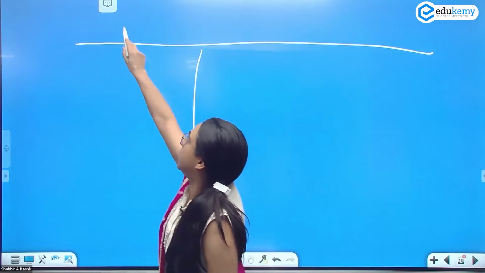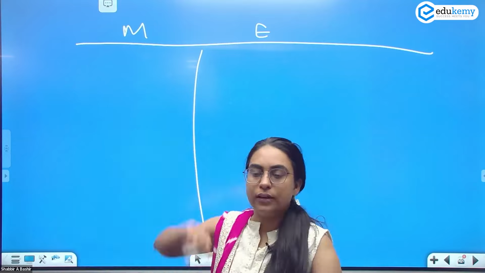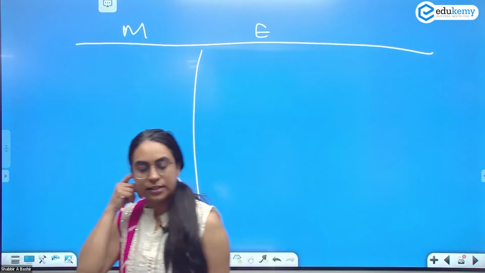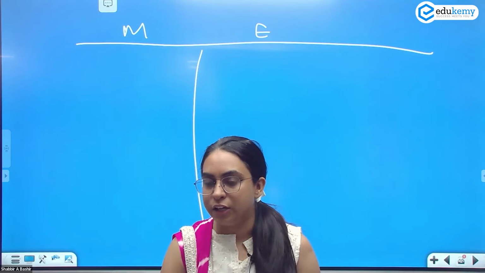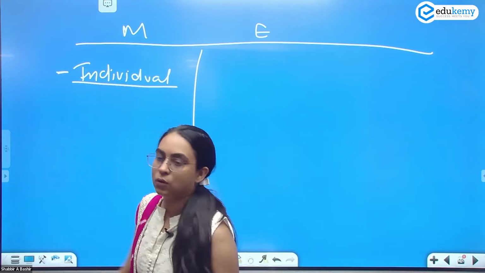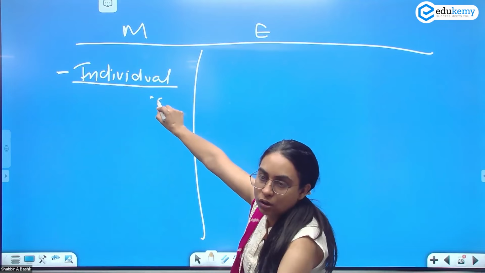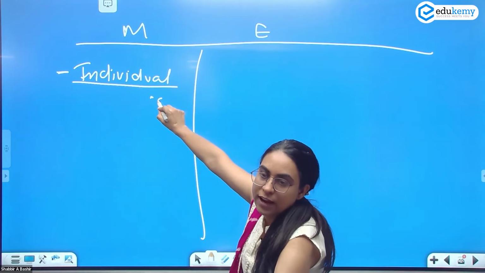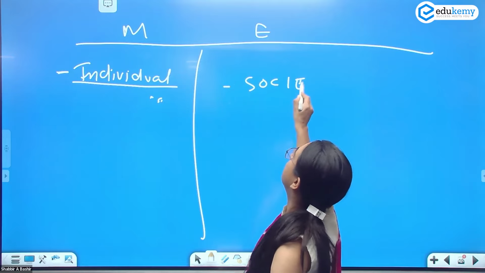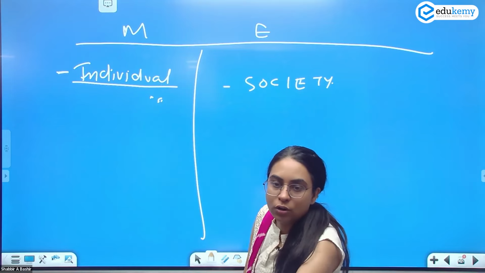On one side, write morality. On the other side, write ethics. First, we'll start off with definition. क्या definition है morality की? First point. It's a set of standards held by an individual that helps in guiding right or wrong conduct. What I'm saying, this is the set of right or wrong standards that is held by an individual. ये individual hold करता है, ये कौन hold करती है? Society hold करती है.